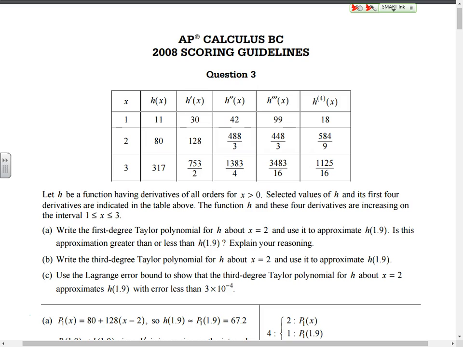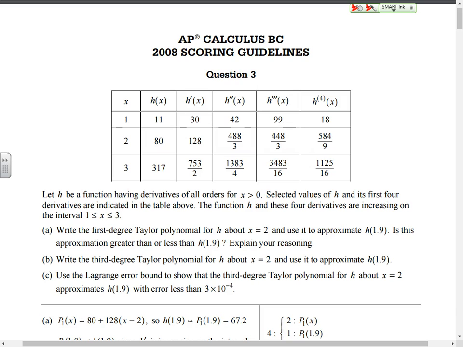So you just put those numbers into the formula, and then you approximate with 1.9. But you're doing a first degree, so you're not even going to H double prime. Right. But if you were, then yeah. Okay, so that's A. You form using H of 2, about 2. So it's H of 2 plus H prime of 2 times X minus 2, and then if you were to keep going, H double prime of 2 over 2 factorial times X minus 2 squared.